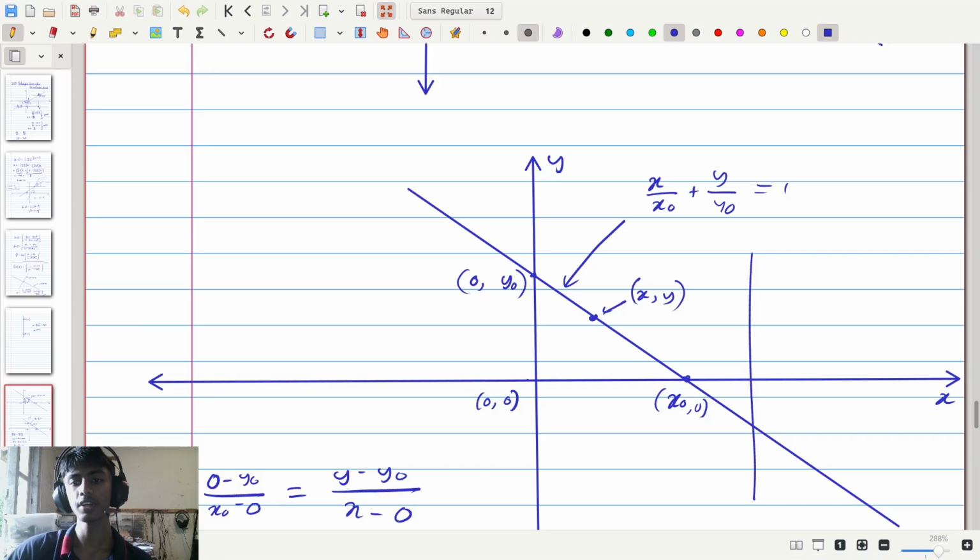In this case, since this line is parallel to the y-axis, even though it has an x-intercept at this point here, it does not really have a y-intercept. It has y-intercepts at positive and negative infinity, so we cannot really put it.